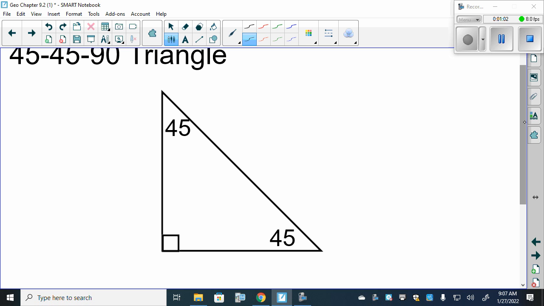Now, because it is isosceles, two of the sides are going to be congruent, and those sides are always going to be the ones that are opposite the 45-degree angles, because the sides opposite congruent angles are congruent. And we could call this x and x.